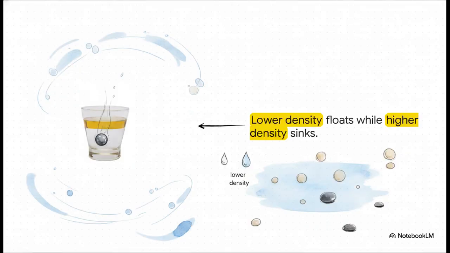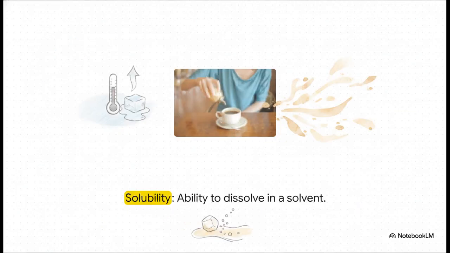Now, a really cool physical property used to classify matter is density. Density is basically just the mass per unit volume of a material. It's what determines if something will float or sink in water. Notice how the oil sits beautifully in a layer right on top of the water. Why does it do that? Because oil has a lower density than water, which causes it to float. If we dropped a heavy glass marble in there, it would sink straight down to the bottom because it has a higher density. We can also classify materials by their melting and boiling points, or by their solubility.